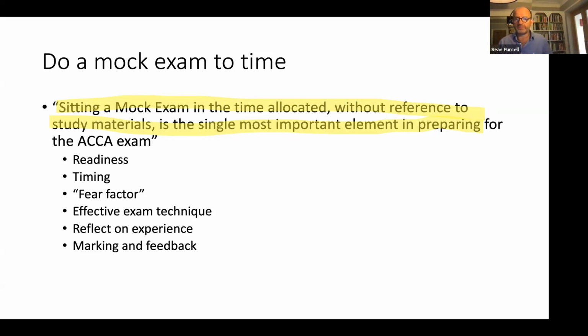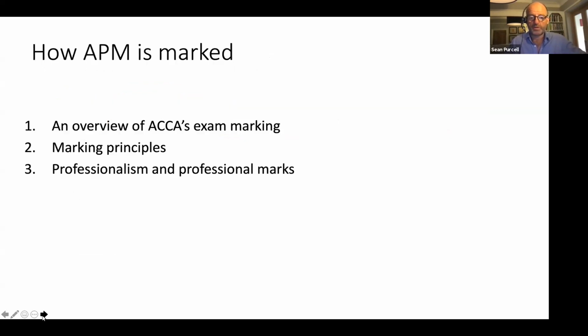All right, what I want to have a look at now and next is how is APM marked? If you understand how it's marked, you might have a bit more empathy and how to write better answers. So let's talk about that. So we're going to have a little bit of an overview of the marking approach. We'll look at the principles of marking and just touch on what is meant by professionalism. So that's what we're going to do.